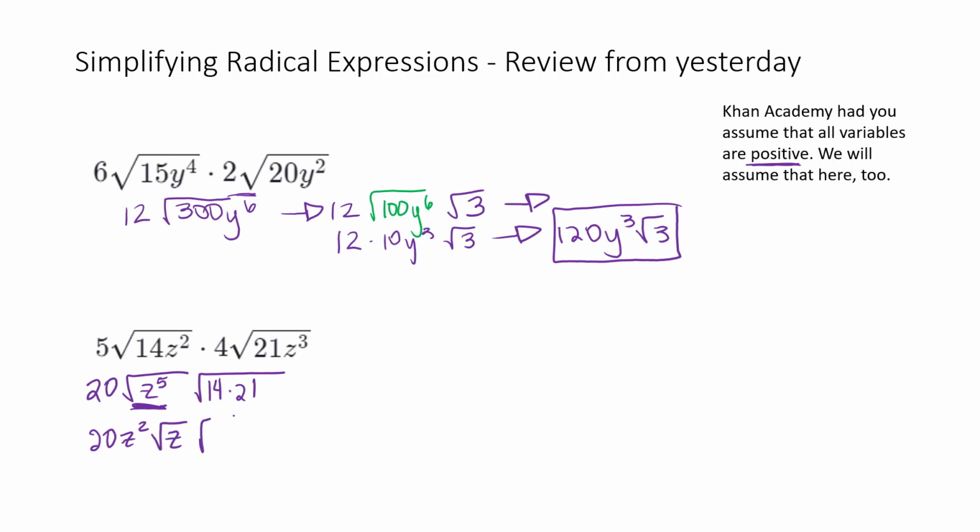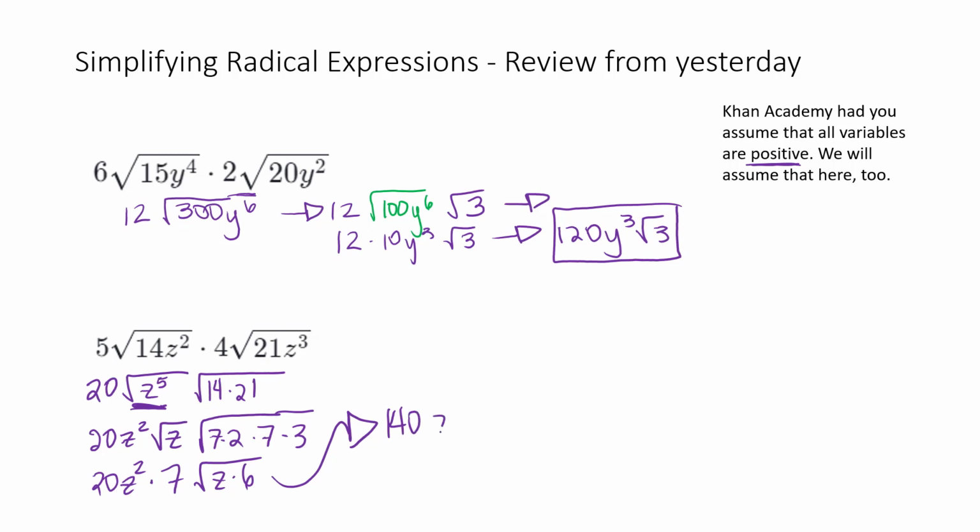And then let's think about this 14 times 21, so we don't have to do a bunch of calculations in our head. 14 is just 7 times 2, and 21 is 7 times 3. So you can kind of see we're going to be able to take a 7 out of the square root and leave the 2 times 3 on the inside. So here this is going to give me 20z squared, and then I'm going to have that times 7. Left under the square root, I'm going to have the z and the 6. So when I go to simplify this, I'm going to get 140z squared, square root of 6z. So that's all the stuff from Khan Academy yesterday, and you can go back and look at those videos again if you kind of need a refresher.